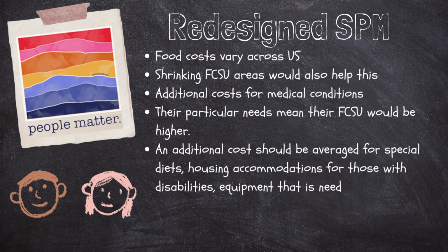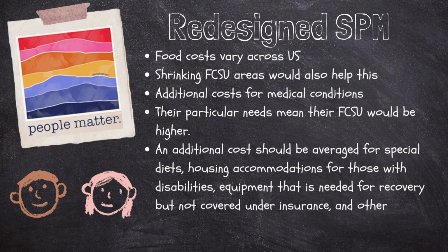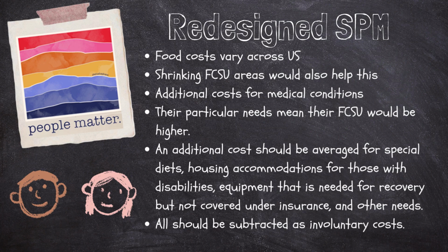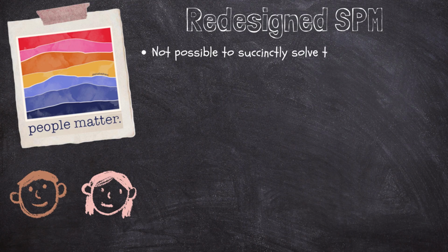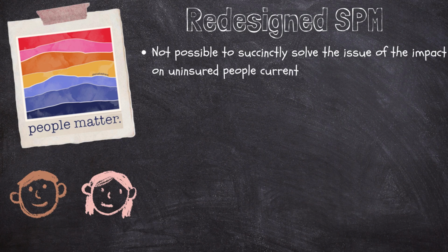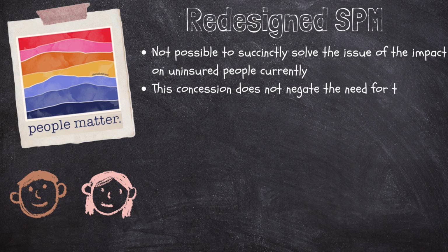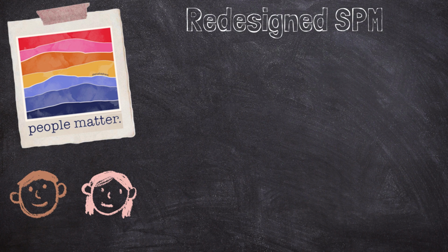An additional cost should be averaged for special diets, housing accommodations for those with disabilities, equipment that is needed for recovery but not covered under insurance, and other needs. This should be considered as part of the subtracted involuntary costs. Unfortunately, the issue of people who do not have insurance and will thus have worse health outcomes is difficult to form a solution to. This is a problem with all measurements of poverty, and we thus do not believe that this impacts the need to use the redesigned SPM.